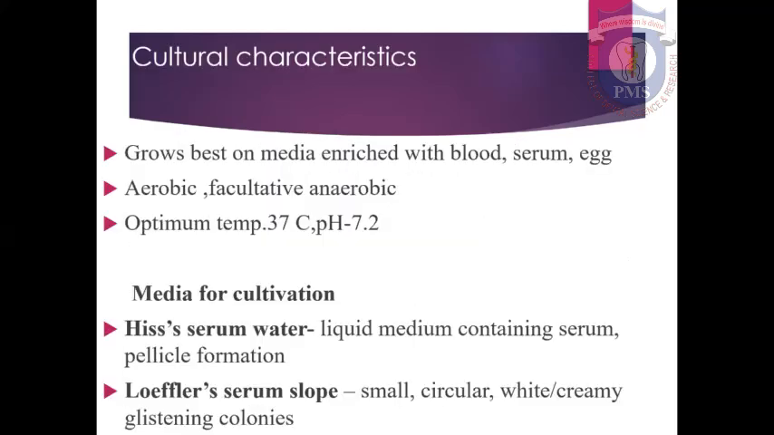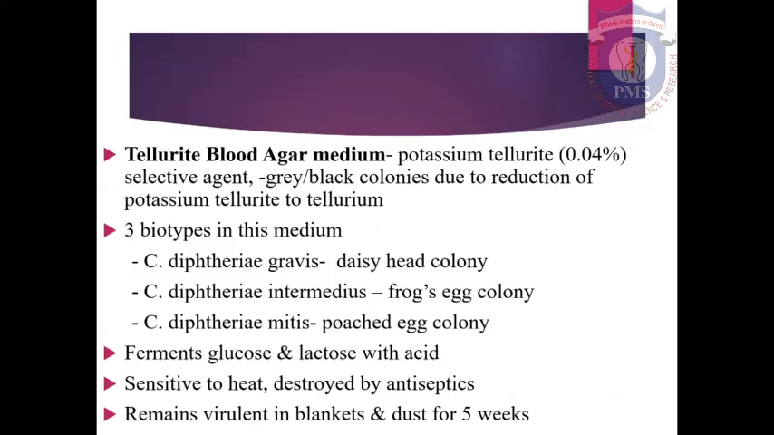Coming on to cultural characteristics of Corynebacterium diphtheriae, this organism grows best on media enriched with blood, serum, egg, etc. These are aerobic, facultative anaerobic, and grow at an optimum temperature of 37 degrees Celsius and pH 7.2. Media used for the cultivation of Corynebacterium diphtheriae are Hiss serum water, a liquid medium, and Loeffler's serum slope, on which they appear as small, circular, white, creamy, glistening colonies.